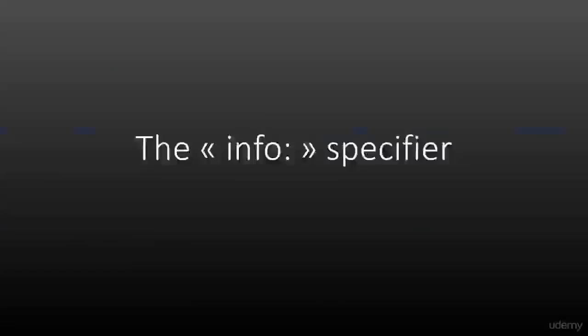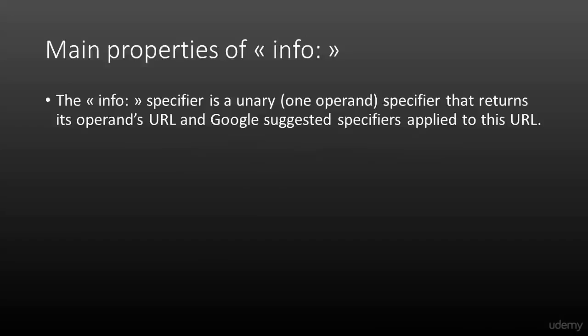Hello and welcome to the section on the info specifier. The info specifier is a unary specifier. What it does is that it returns its operand's URL and Google suggested specifiers applied to this URL. The colon is mandatory and there should be no blank space.